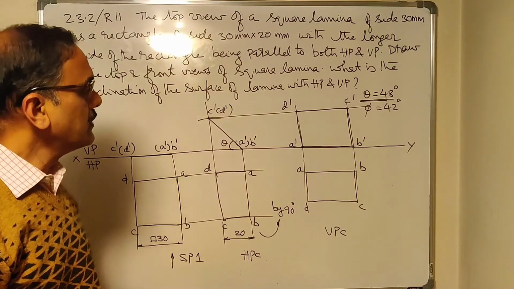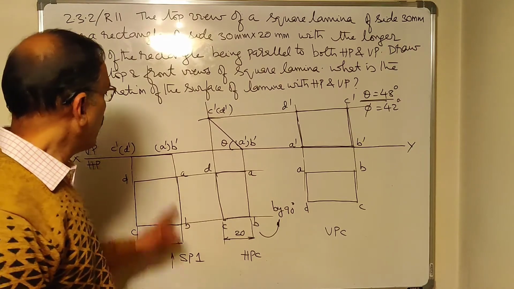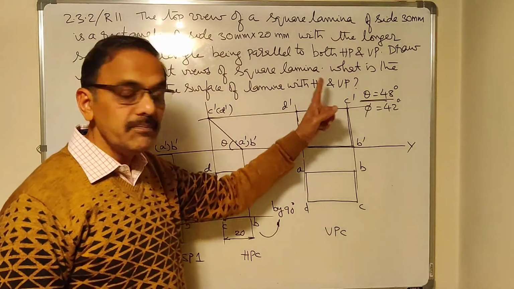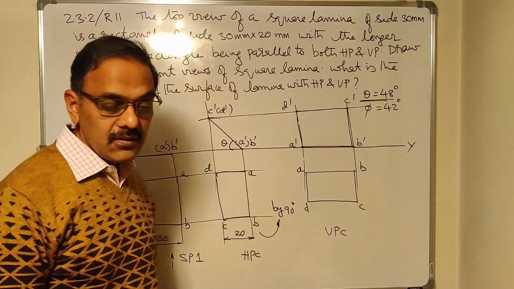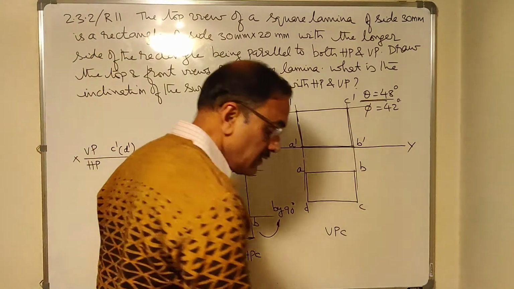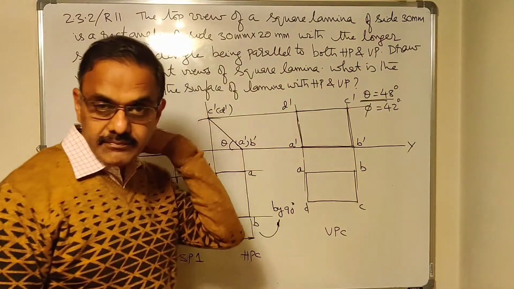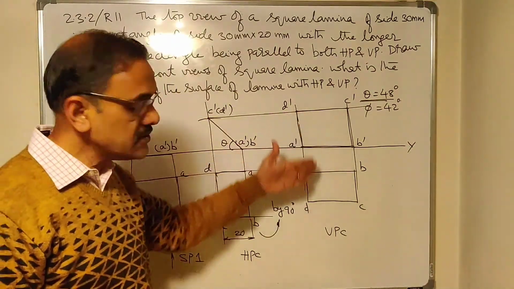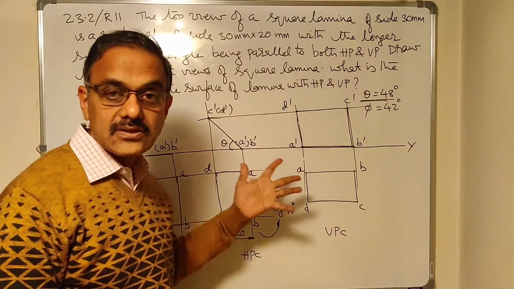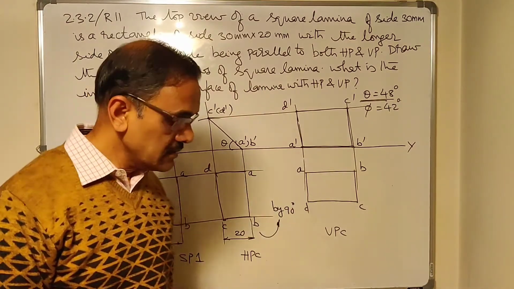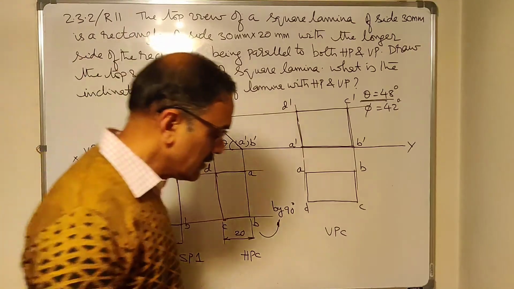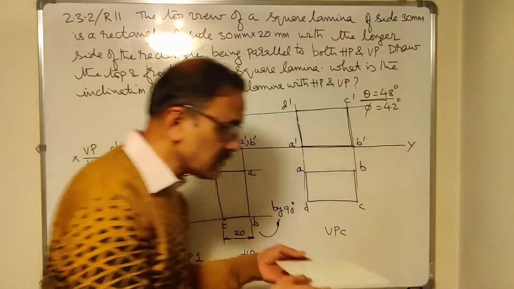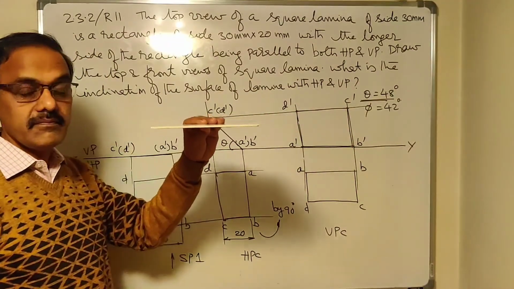Now, can anybody tell me what is the inclination of the surface with VP? Inclination of the surface with HP I got, theta. What is the inclination of the surface with VP? You are not able to visualize it here. I can't visualize what is the inclination of the surface with VP. But you can visualize it in 3D. Let me show you the steps once again. This was the first step.